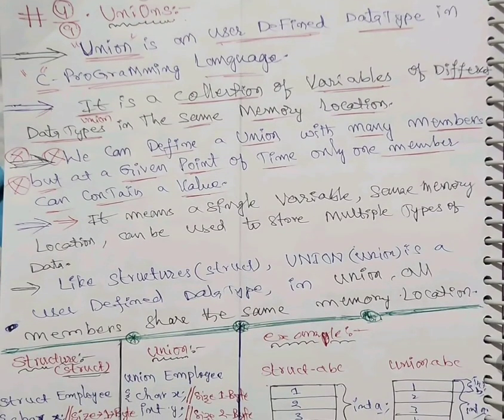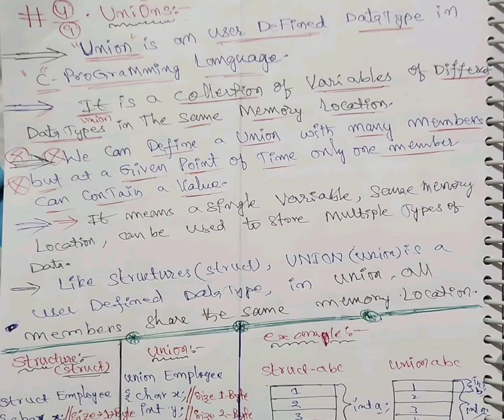Now our topic is unions. This is same like structures. Very important. A union is also a user-defined data type in C programming language. It is a collection of variables of different data types in the same memory location. This is the keyword. In a union, the same memory location will be shared, whereas a structure will be stored in different memory locations.